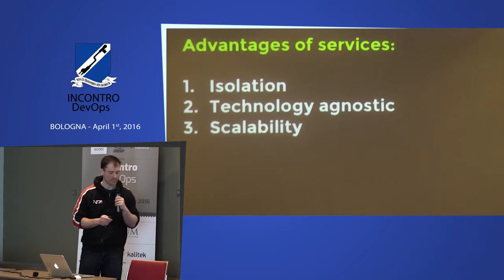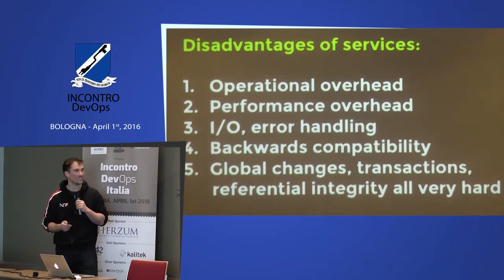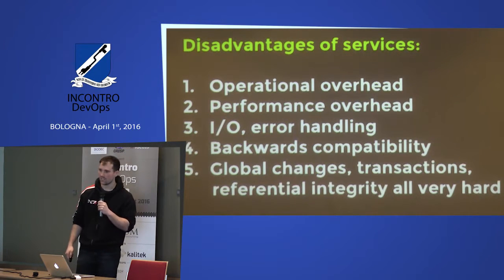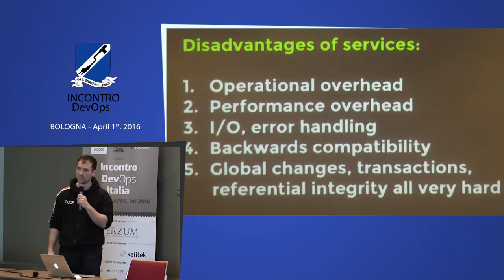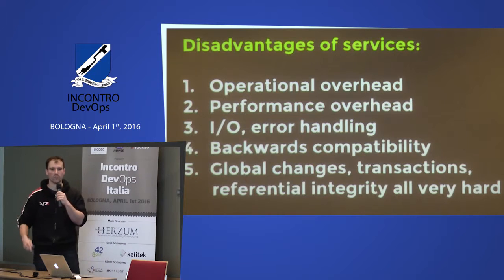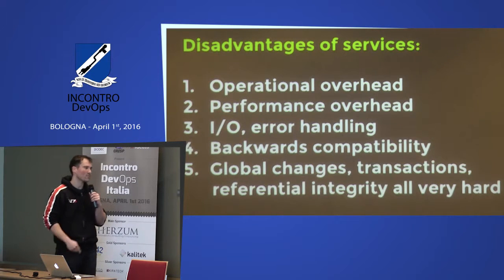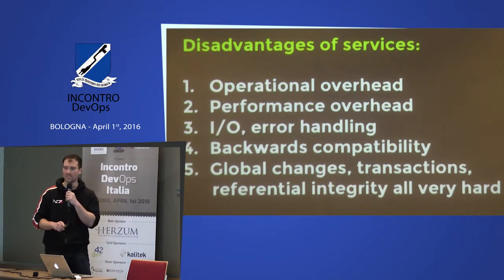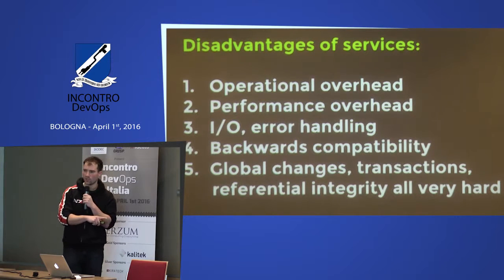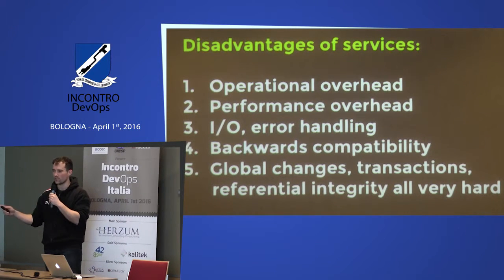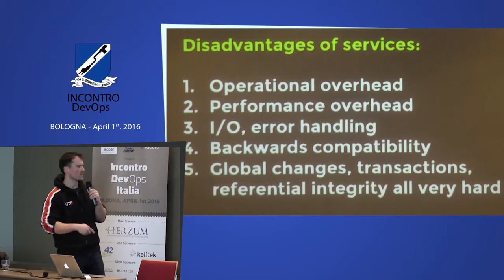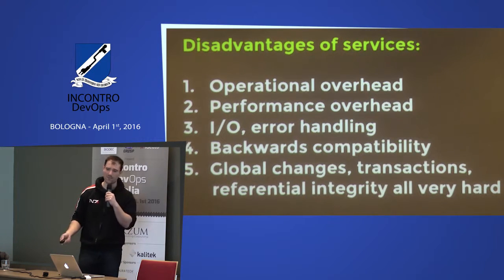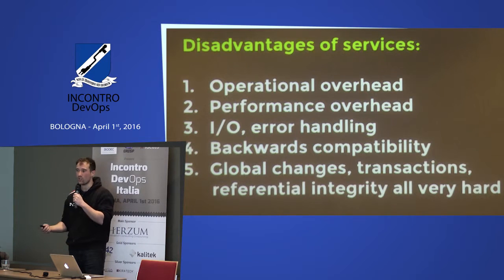But the one thing I want to bring your attention to is they also have a lot of drawbacks. Operational overhead is massive once you go to a microservice architecture, managing all sorts of deployables and getting them to talk to each other. Performance overhead: services help scalability, but they actually severely hurt performance because remote calls are really expensive compared to function calls. You have to deal with different types of I/O models, error handling, and backwards compatibility for public APIs is actually harder.